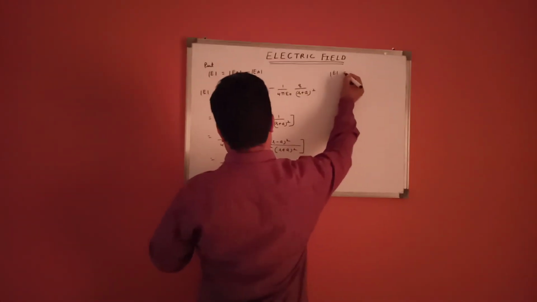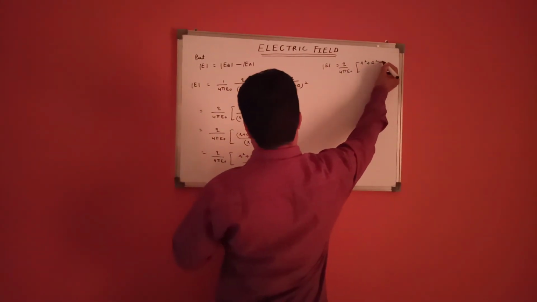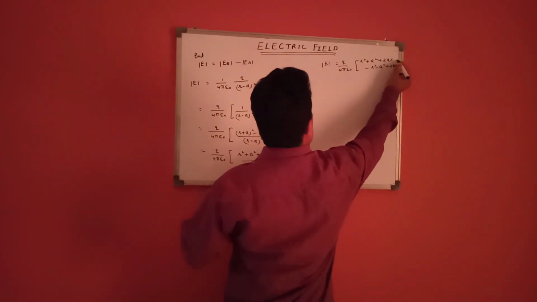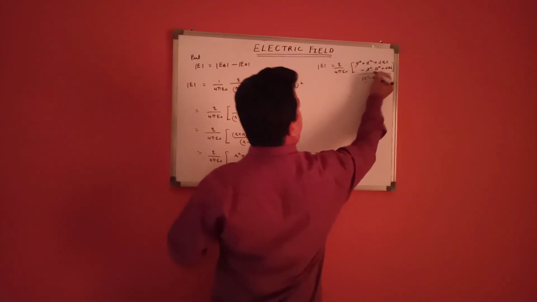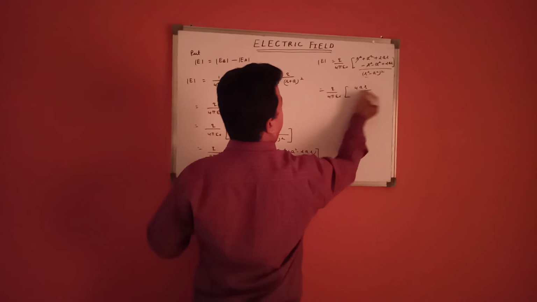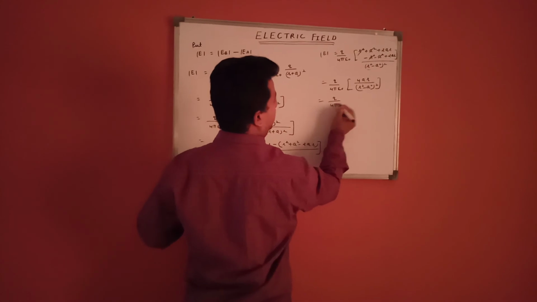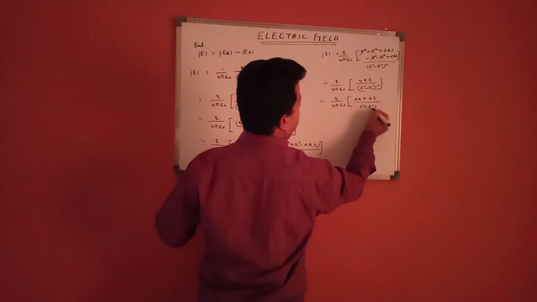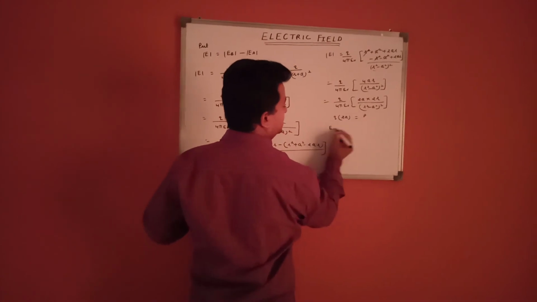After this, open the brackets: q upon 4 pi epsilon naught times (r square plus a square plus 2ar minus r square minus a square plus 2ar). In the denominator, (r square minus a square) whole squared. This cancels out, and this becomes q upon 4 pi epsilon naught times 4ar over (r square minus a square) whole squared. Then we write 4ar as 2a into 2r. According to the definition of electric dipole moment, q times 2a is equal to p.